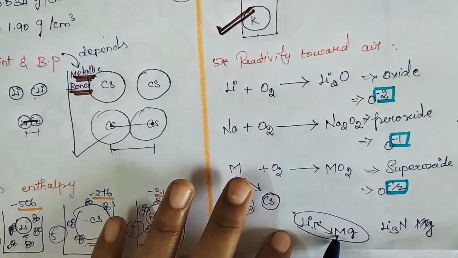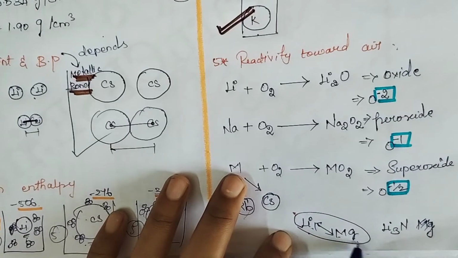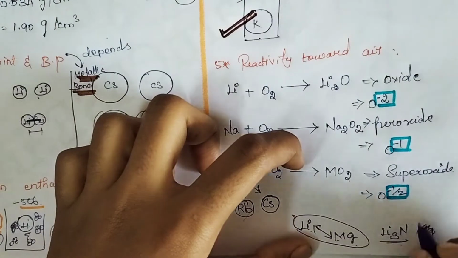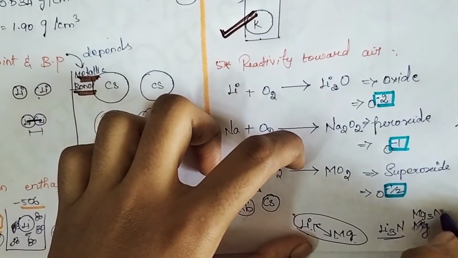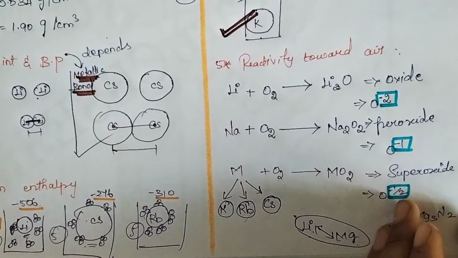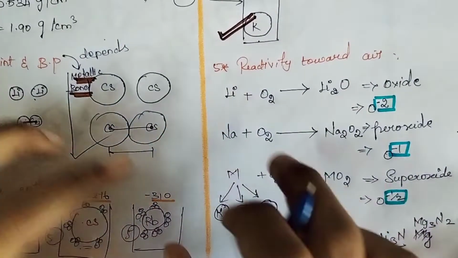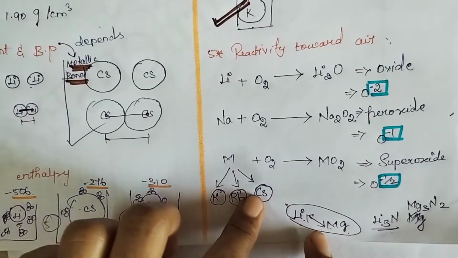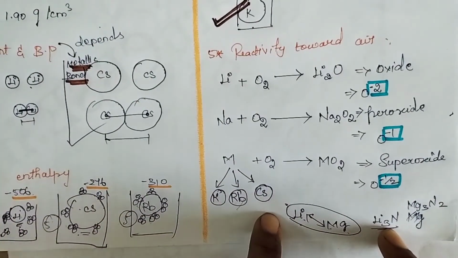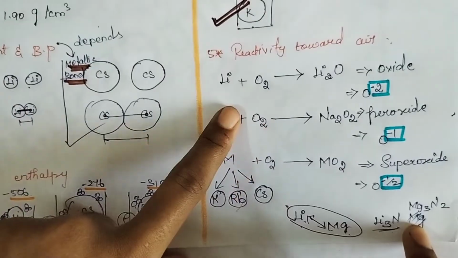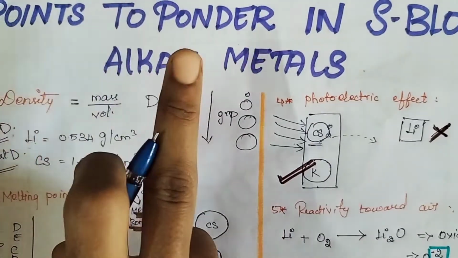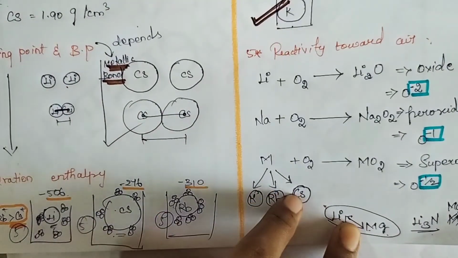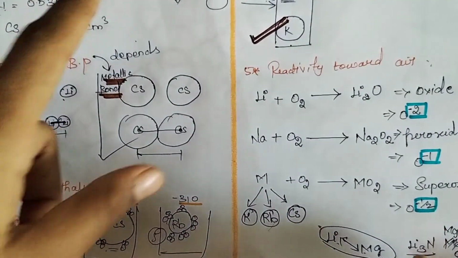Lithium reacts with nitrogen to form a nitride like magnesium. This is Mg3N2. Just know this formula. I will deal with this in the next video with alkaline earth metals. Now lithium is directly related with magnesium, so they alone will form nitride. None of the other alkali metals will form nitrides. Only lithium will form nitride in this s-block of alkali metals.